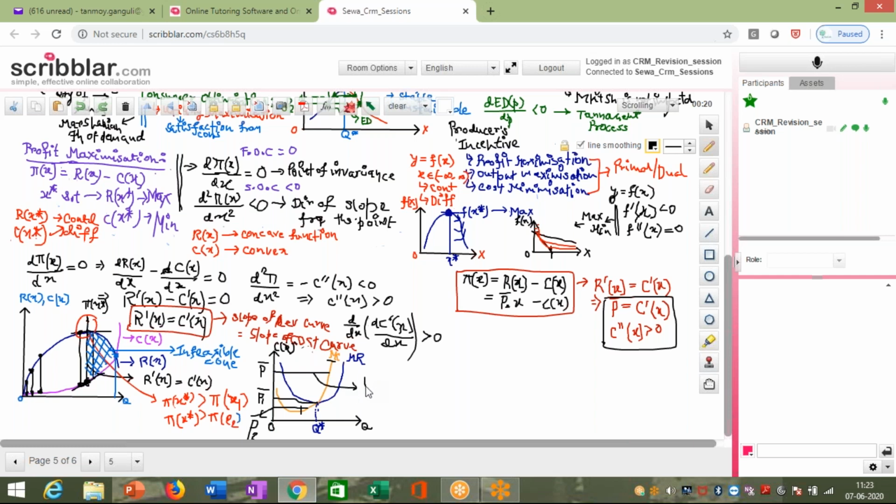here the firm will earn a supernormal profit. Why? Because over here, both the marginal cost and the average cost are taken care of. So when I say the average cost, I imply the average variable cost and the average total, the average fixed cost. So all these have been taken care of.